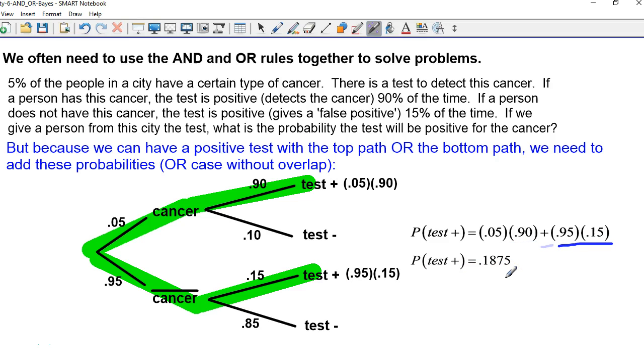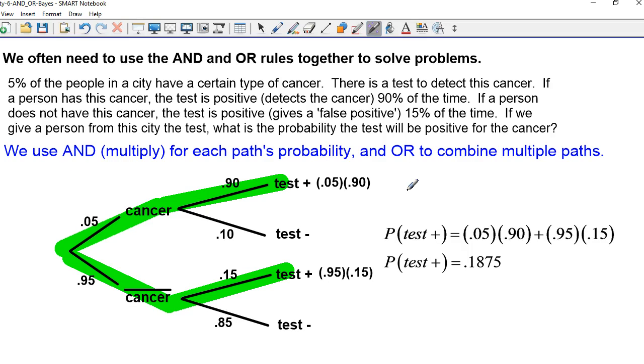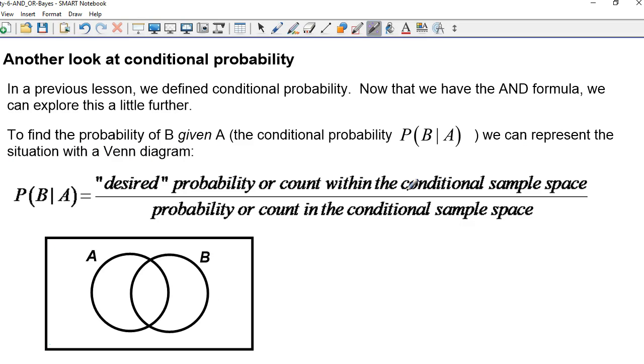So if I randomly test a person from this city, there's an 18.75% chance that they will have a positive test result. And we had to combine both the AND formula to find the probability through one of the paths with the OR formula and add, to get the probability of combining two different pathways. So AND and OR rules are frequently used together in this way to find probabilities. We use AND for each path probability, and we use OR to combine the multiple paths.